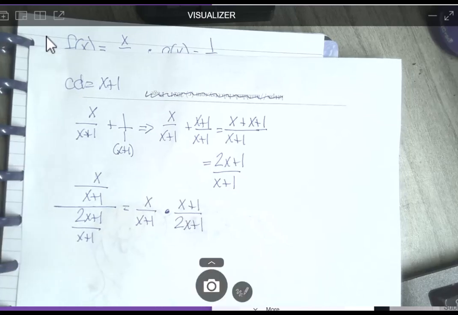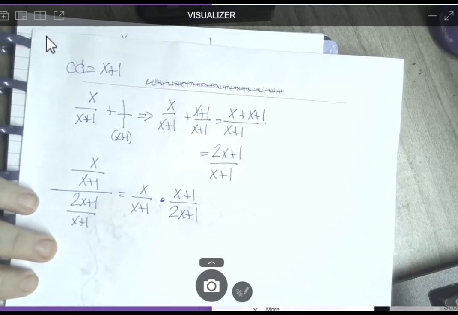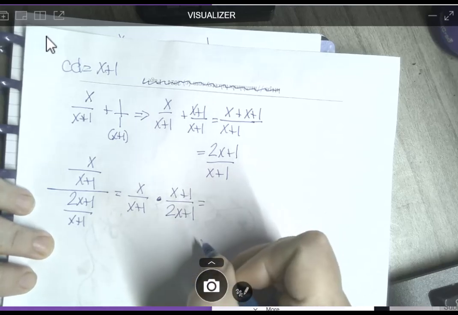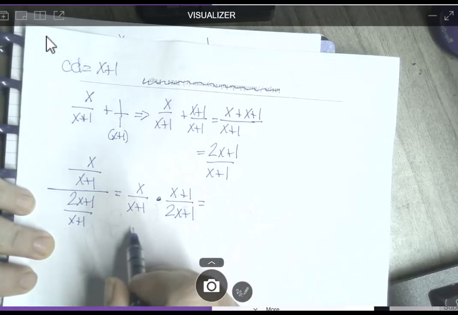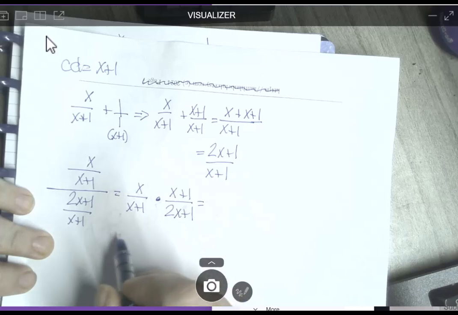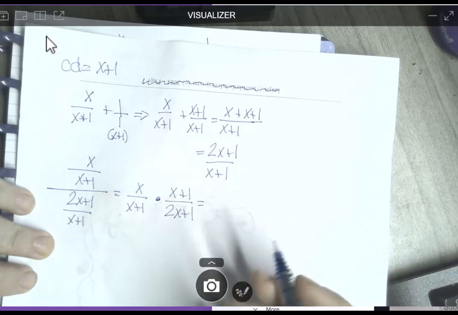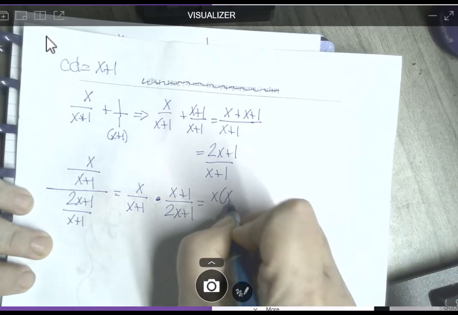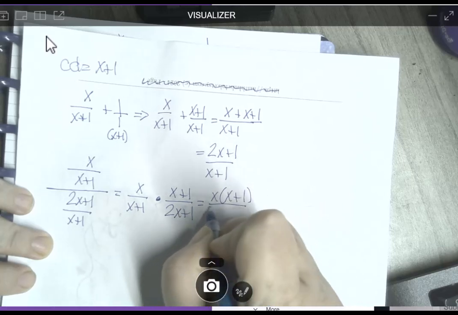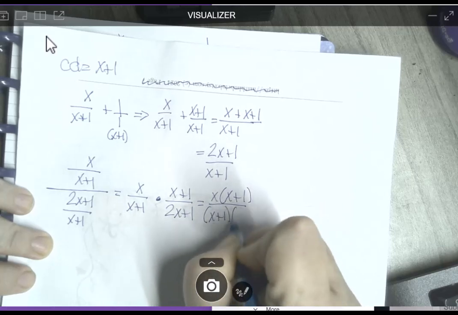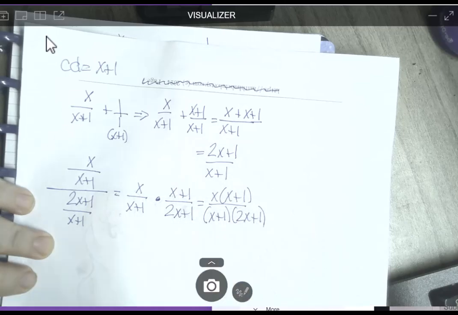All right. Now we're going to just multiply straight across. But we're not actually going to multiply, we're just going to write it. It's kind of a weird thing to say, but we need to figure out the domain, and we don't want to have 2x squared and all this stuff, because we're going to have to factor it again. So x times x plus 1 all over x plus 1 times 2x plus 1.